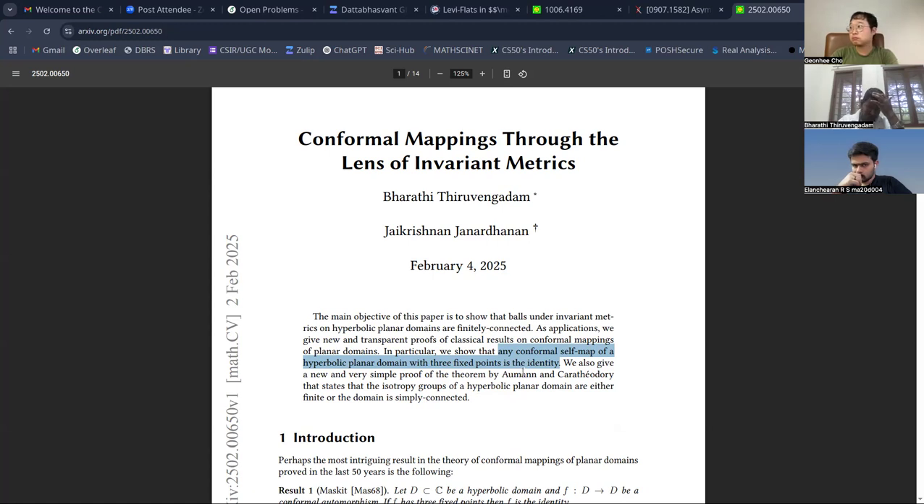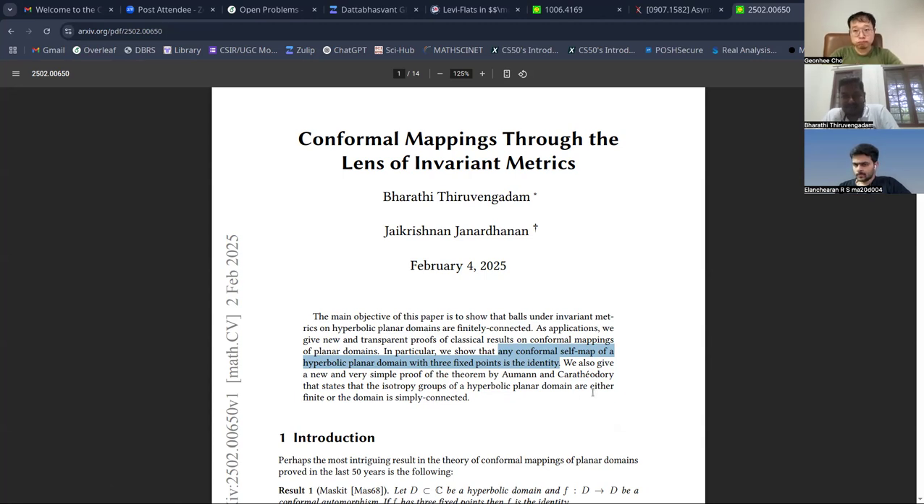Our proof was simple, in the sense that we know the automorphism group of the finitely connected domain. It's just automorphism, right? For the automorphism group of finitely connected domains, it is just Mobius transformations. So if it has three fixed points, then it is the identity.